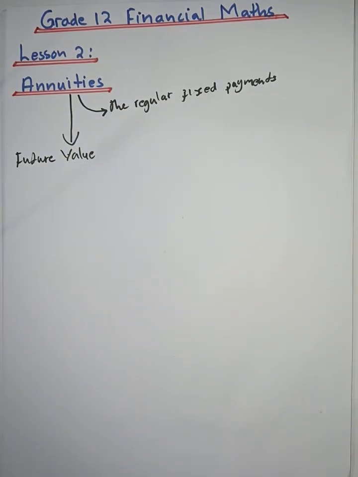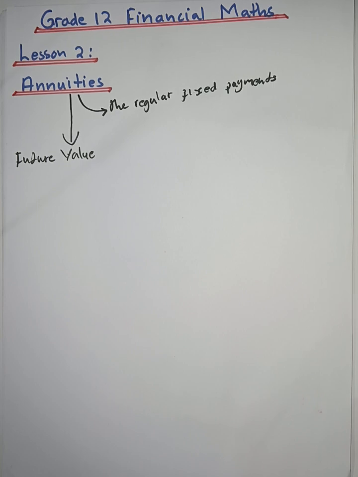By definition, a future value annuity is the total value of regular fixed payments made over time, including interest, at a specific future date. In simple words, it's how much money you will have in the future if you save or invest the same amount regularly, and your money earns interest every time.